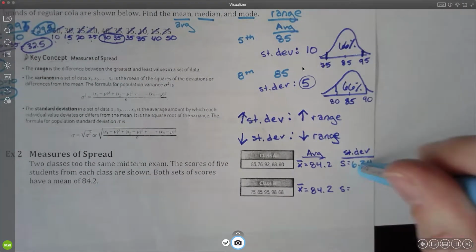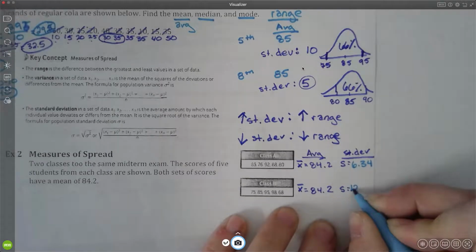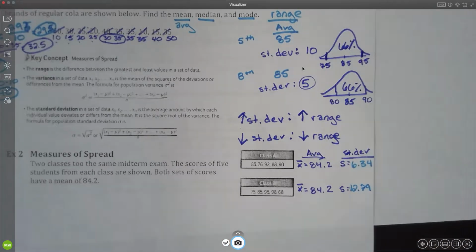All right, so that standard deviation was 6.34. Did anybody test to see what the standard deviation was in the second data set? I did. If you typed it in, what'd you get? I got 12.99. 12.79. How the heck did you get that? You type it in right. 12.79. Now, let's think about it this way.